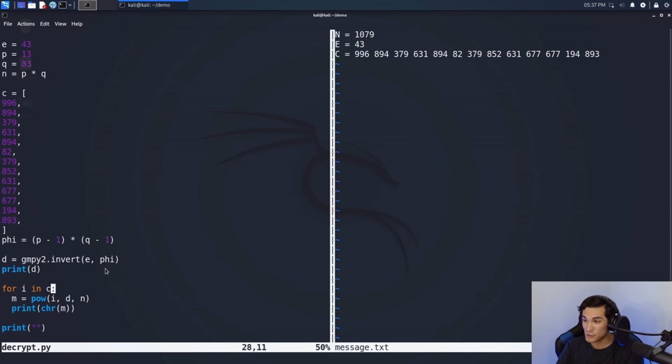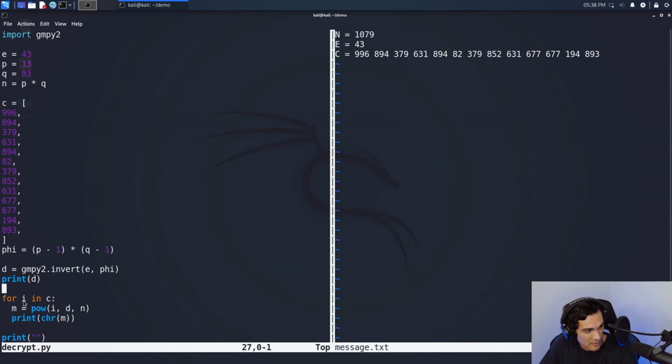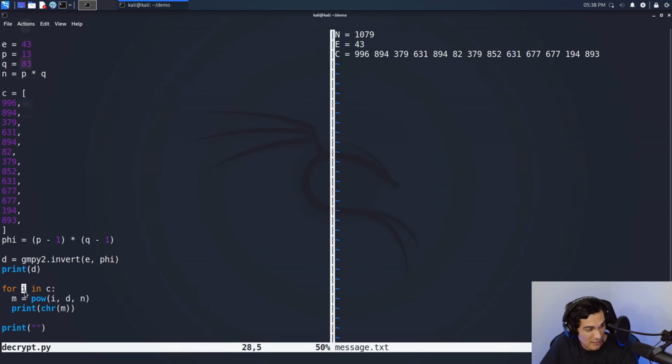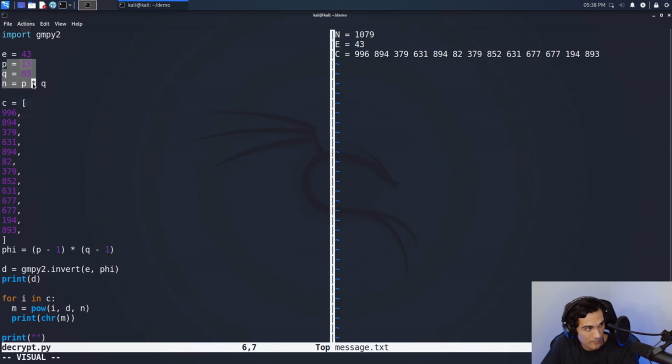And then to actually decrypt the message, we're going to go through every single value in the array, one character at a time, and decrypt one character at a time. That's what this for loop is. And then the decrypted value is going to be another math equation. We're going to do the power function, and pass in I, which is the index in the array, D, which is this value that we just obtained by using GMPy, and N, which is P times Q.